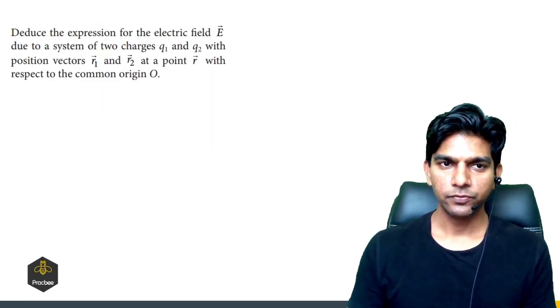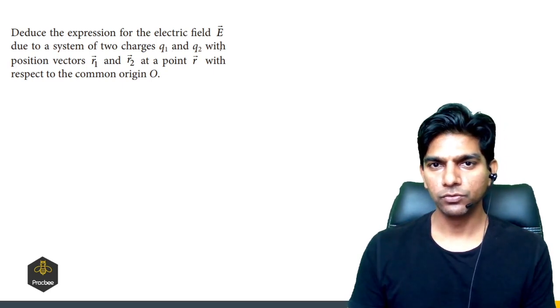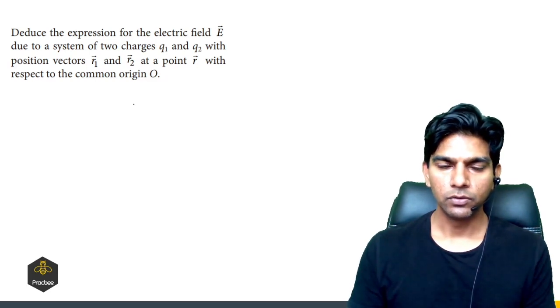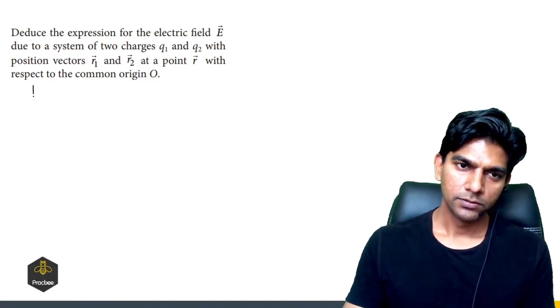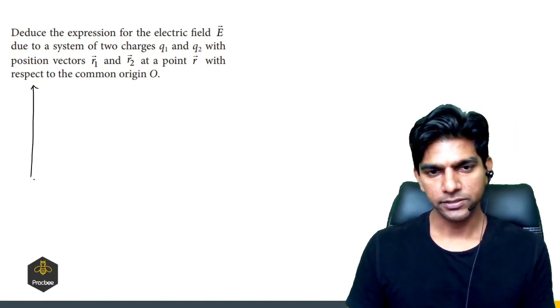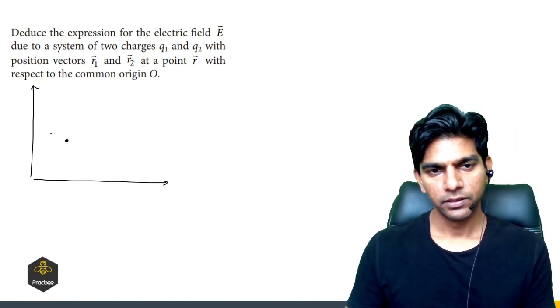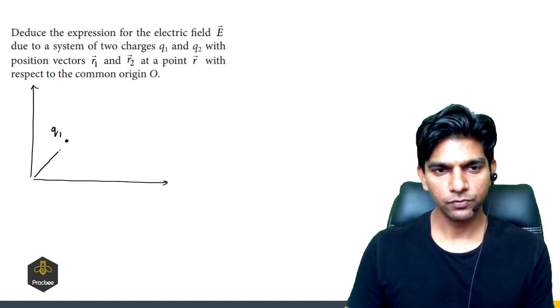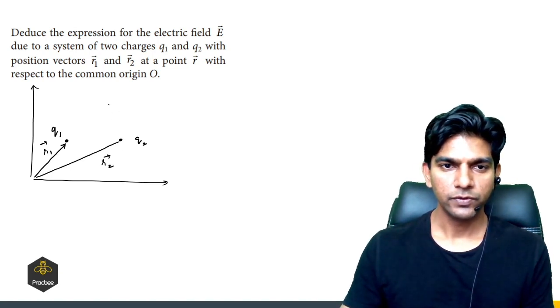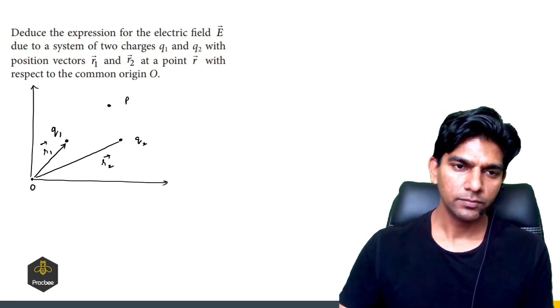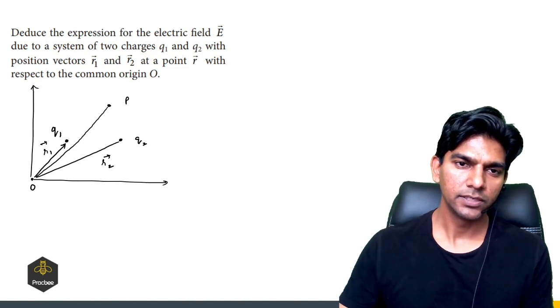Deduce the expression for the electric field E due to a system of two charges Q1 and Q2 with position vectors r1 and r2 at a point r with respect to the common origin. Okay, let us see. So we have two point charges. Let us say this is Q1 and the position vector of Q1 is r1, and there is another charge, let us say Q2, and the position vector of Q2 is r2. And we want to find the field at point P, and with respect to the origin, the position vector of point P is r.